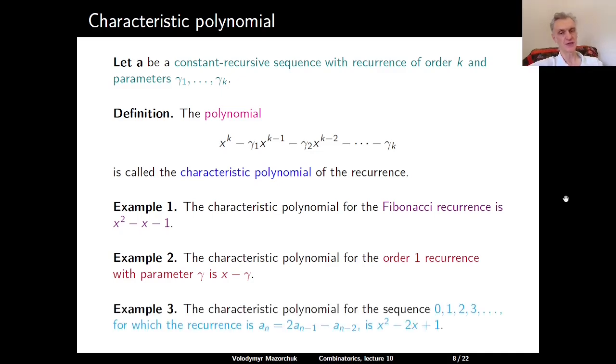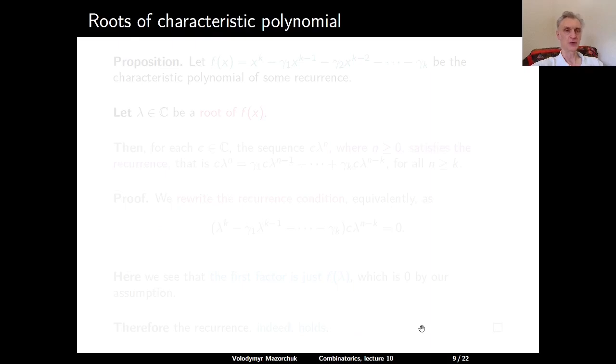Example 3, the characteristic polynomial for the identity sequence 0, 1, 2, 3, and so on. We have already seen that this sequence corresponds to the recurrence a_n is equal to 2 times a_{n-1} minus a_{n-2}. So then the characteristic polynomial is x squared minus 2x plus 1, which is, by the way, (x minus 1) squared. Characteristic polynomial is a very important tool in studying constant recursive sequences. In particular, roots of the characteristic polynomial have very interesting properties.